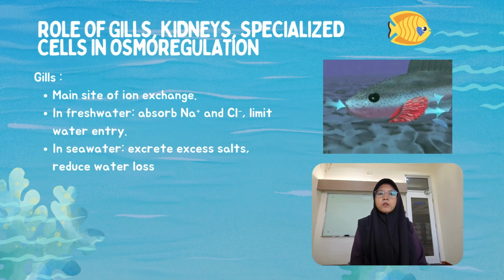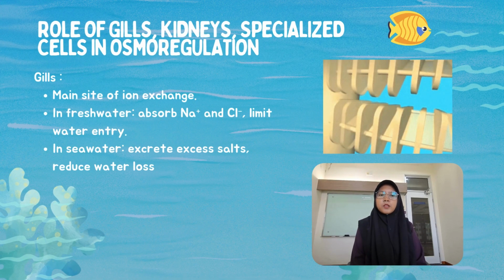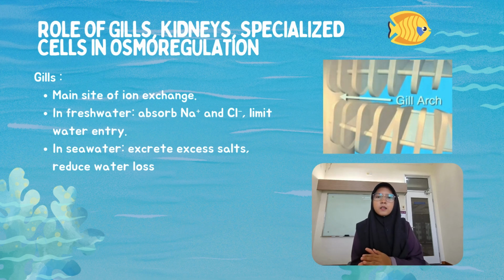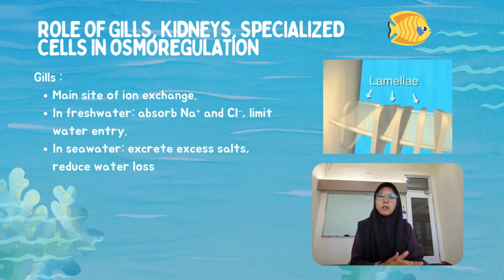Next, we will move to the role of gills, kidneys, and specialized cells. Gills are the main site of ion exchange. In freshwater, fish absorb sodium and chloride ions and try to limit water entry. In seawater, they excrete excess salts and reduce water loss.